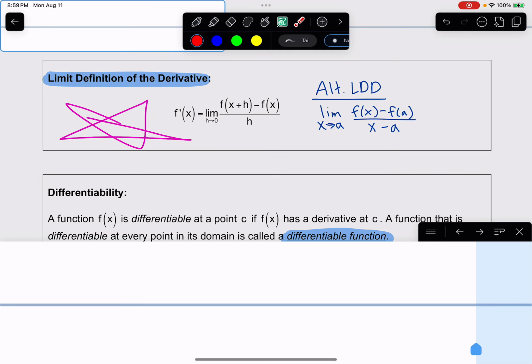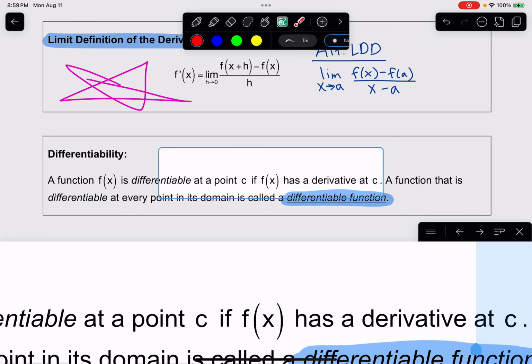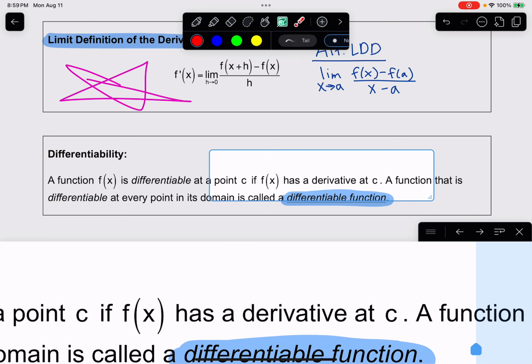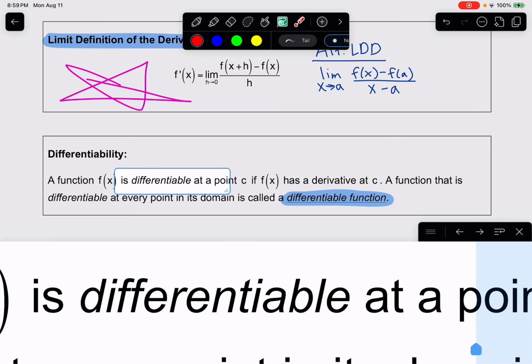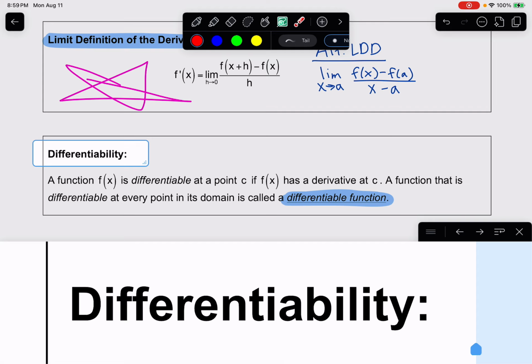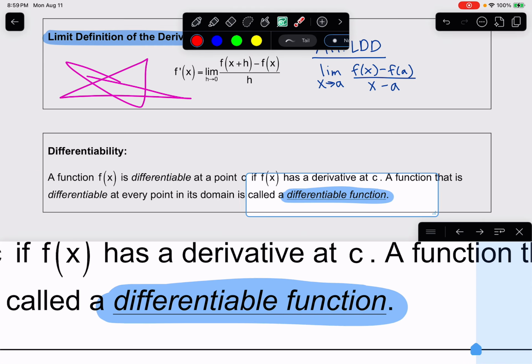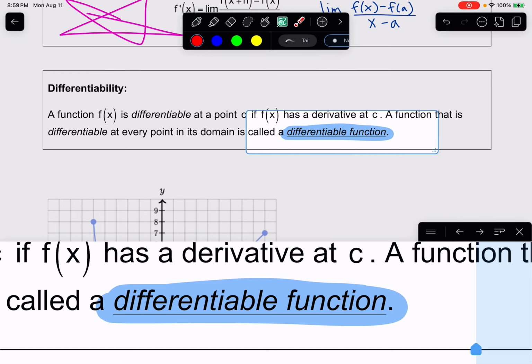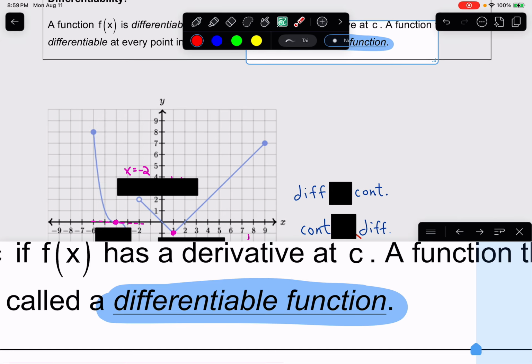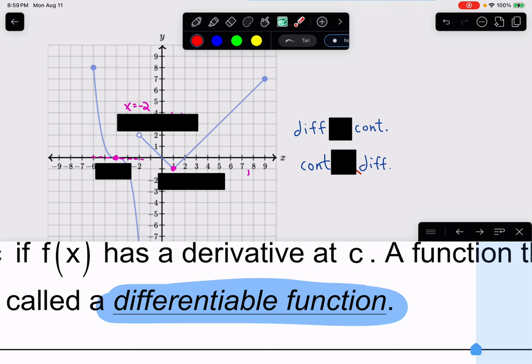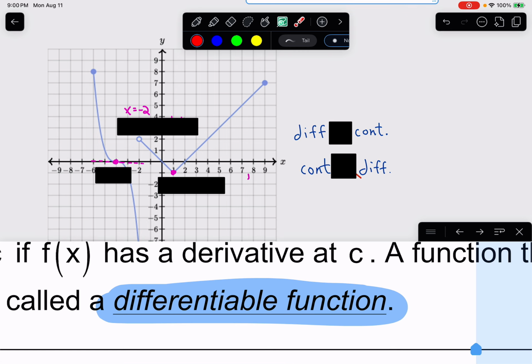Differentiability. A function f of x is differentiable at a point c if it has a derivative at c. Think of differentiable as kind of like an adjective. It's a property. Differentiability is a property of whether a function is differentiable at that point or not. A function that is differentiable at every point in its domain is called a differentiable function. So let's talk about differentiability real quick, and we're going to mix this in with continuity.